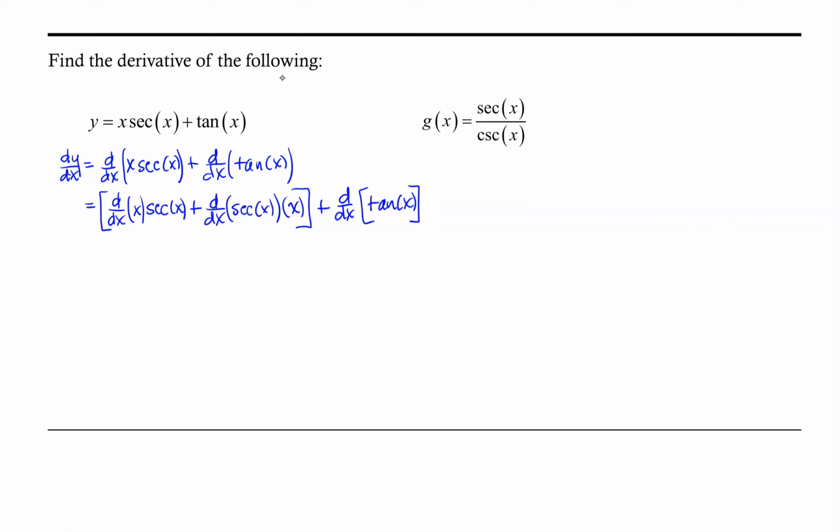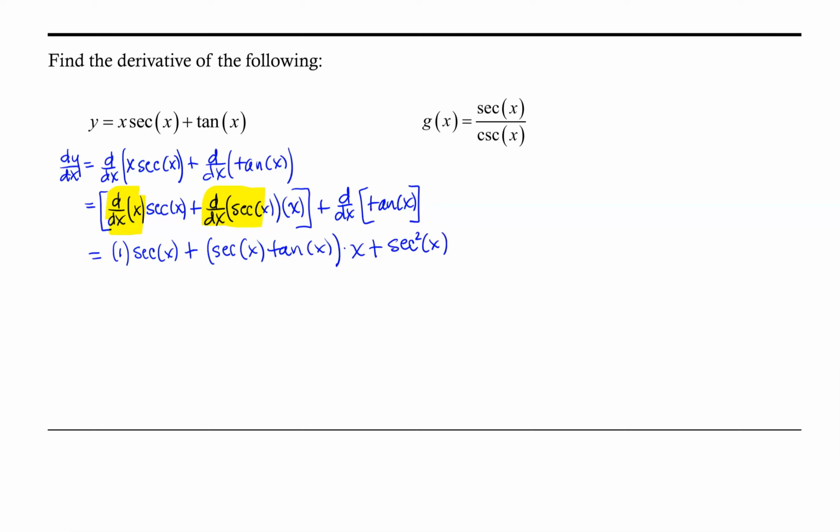So let's go ahead and find these various derivatives. The derivative of x via the power rule is equal to 1. So we'll have 1 times secant of x plus the derivative of secant x, which is secant x tangent x, times x. That's our derivative of secant x times x, and then plus the derivative of tangent x, which is secant squared of x.